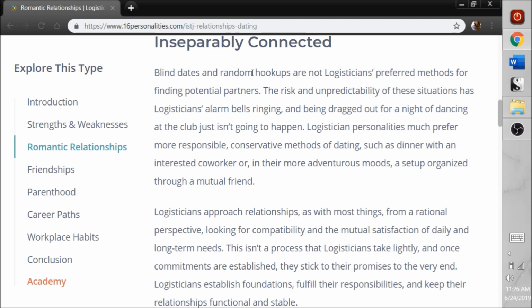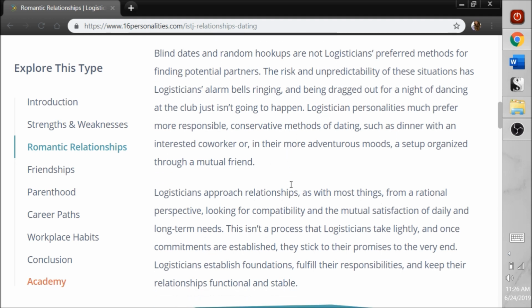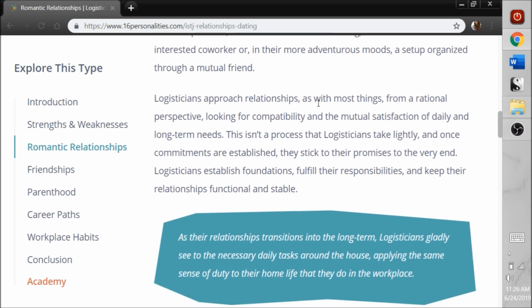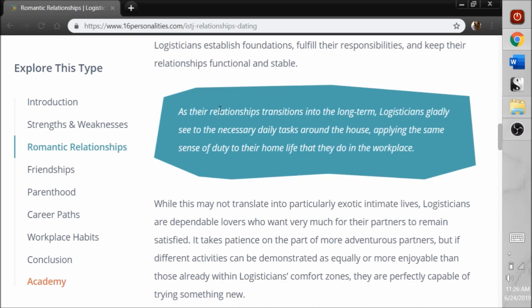This goes on to say that blind dates and random hookups are not logisticians' preferred methods of finding potential partners. They prefer to plan things out and know more about their potential romance before beginning a relationship. This also has some practical information about how logisticians relate when they're in a long-term relationship. It says, as their relationship transitions into the long term, logisticians gladly see to the necessary daily tasks around the house, applying the same sense of duty to their home life that they do in the workplace. So that can be a great little practical thing you can add to your character.